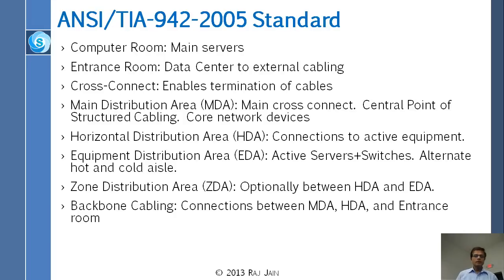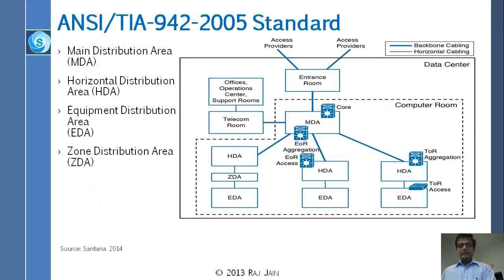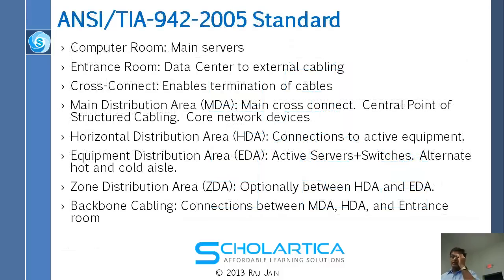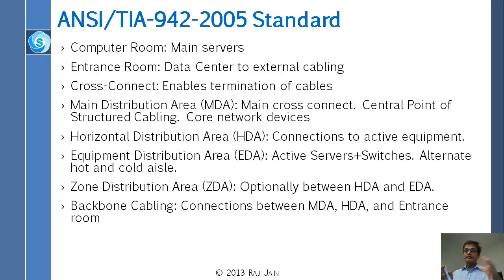So in the ANSI standard, they have the zone distribution area. The slide showed the main distribution area. From there you go to horizontal. From horizontal you can go either directly to equipment or you go to the zone. And so the question was, what is a zone? And this is totally optional. Basically you can combine a group of equipment as a zone for whatever reason you want to do. So there is no strict definition of zone, it's just a group.